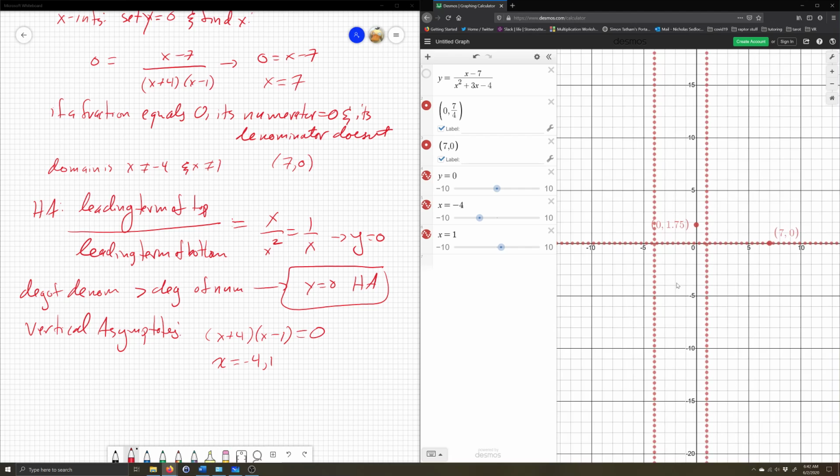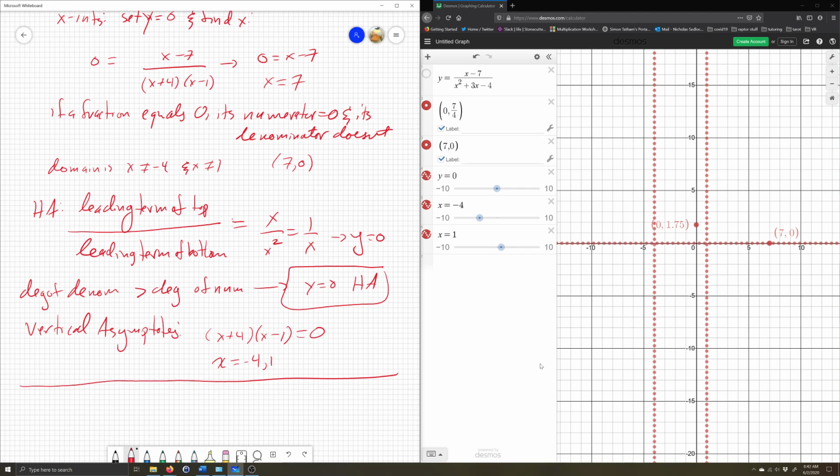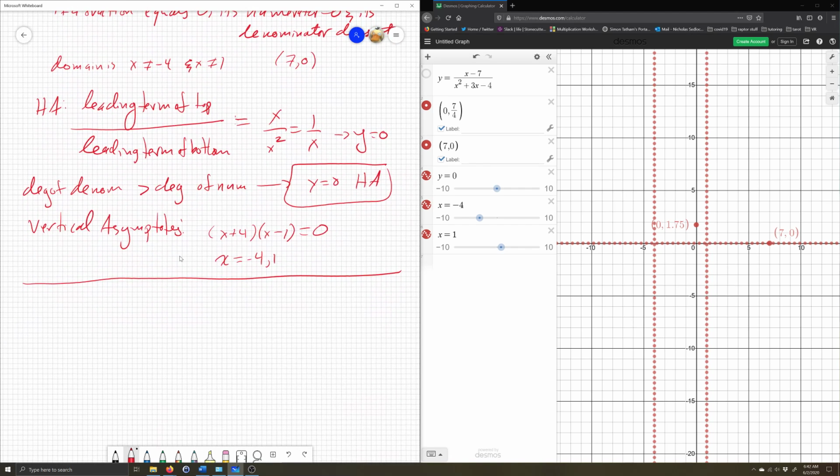So now what I'm going to do is my sign analysis. So in order to figure out the direction that the graph goes at the asymptotes, and in order to figure out when the graph is above or below the x-axis, I'm going to do the following process. So the idea is the function can only change sign at x-intercepts or vertical asymptotes.